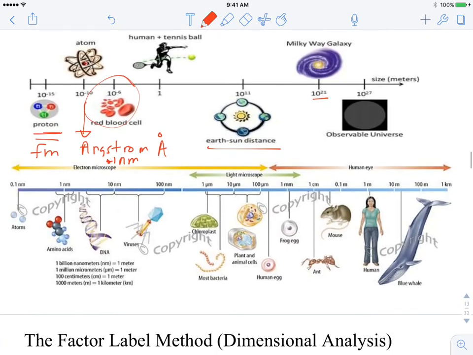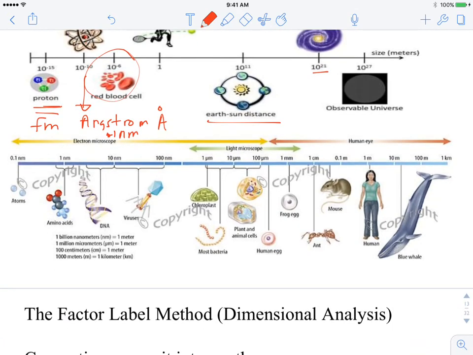This next diagram shows you how to visualize this stuff. In order to see things that are really, really small, things that you can't visualize with your eye, we would need something like a light microscope. We can see cells, we can see some organelles. In order to see things that are really, really small, we need something called an electron microscope. And then in order to see something that's just a normal macroscopic size, we can see that with our eye.